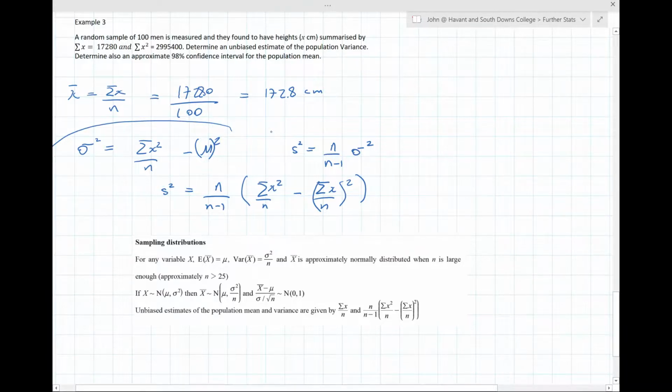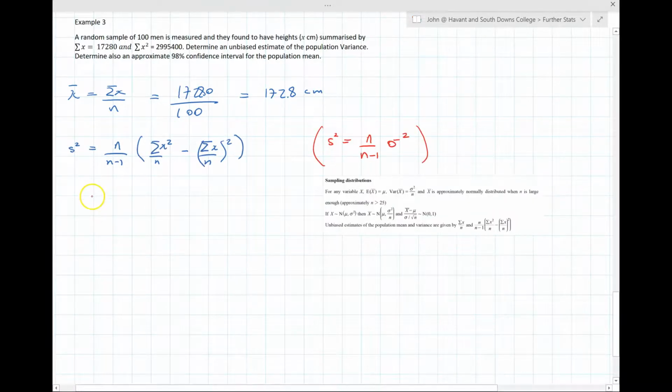Okay, so let's just get rid of some of this stuff. Rejigging this a little bit, we've got this is equal to, sample size is 100, so 100 over 99, times 2,995,400 over n, which is 100, take away the mean squared, which is 172.8 squared. Okay, and that comes to, remember this is the variance, 95.11.